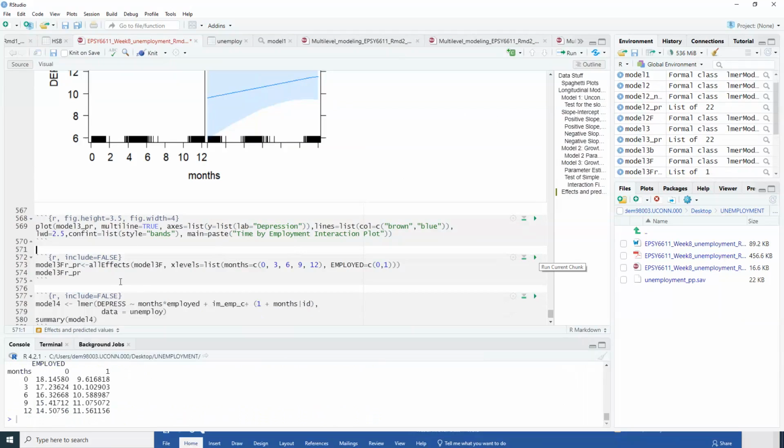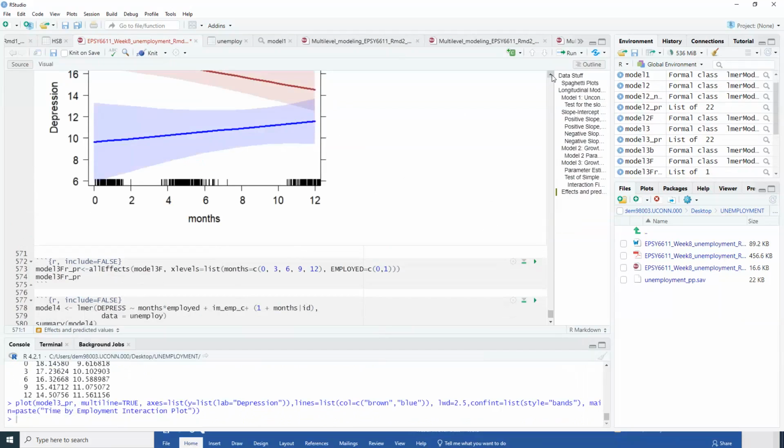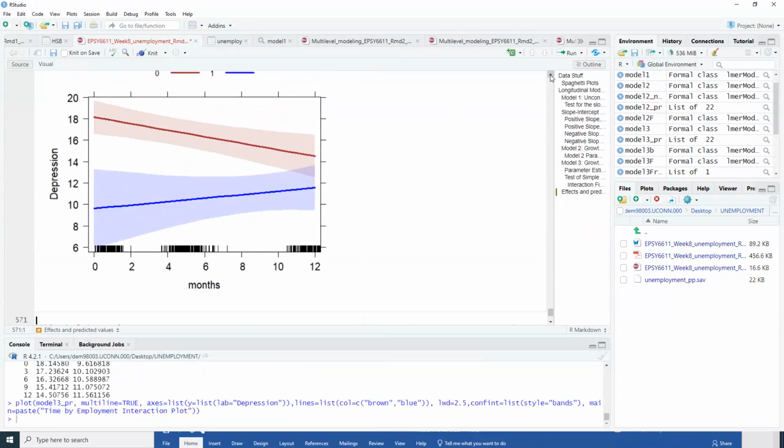Oh, I ran the wrong thing. Here we go. Here it is. How pretty that is. So this is my graph. And it's nice because I can also see that by the end, whether or not you're employed, your depression is kind of coming to some endpoint. Yes.